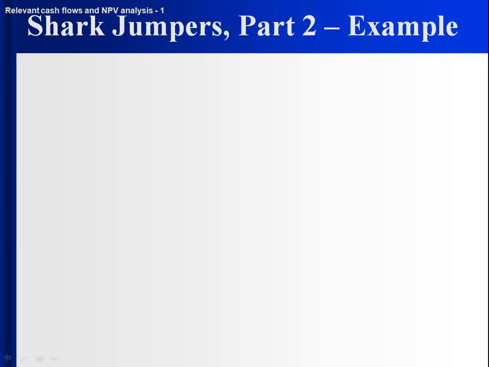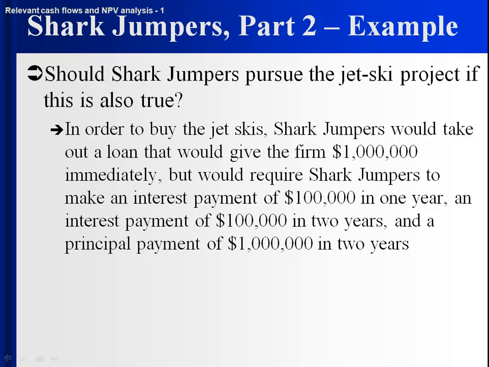So part two of Shark Jumpers involves all the information from part one, but let's throw a few wrinkles in. Should they pursue the jet ski project if the following's true? So they got to pay $1 million to buy the jet skis. That's a lot of money.